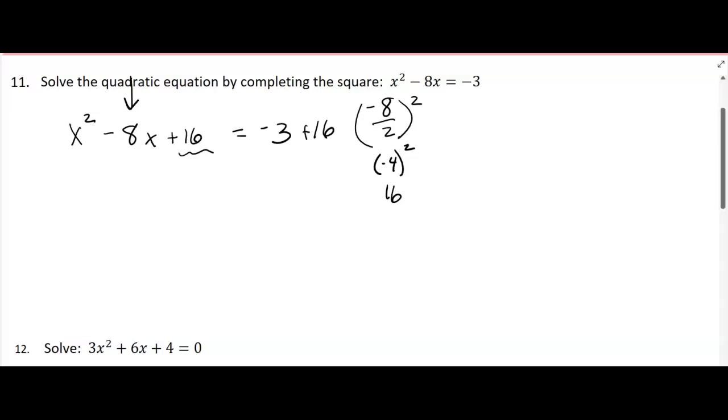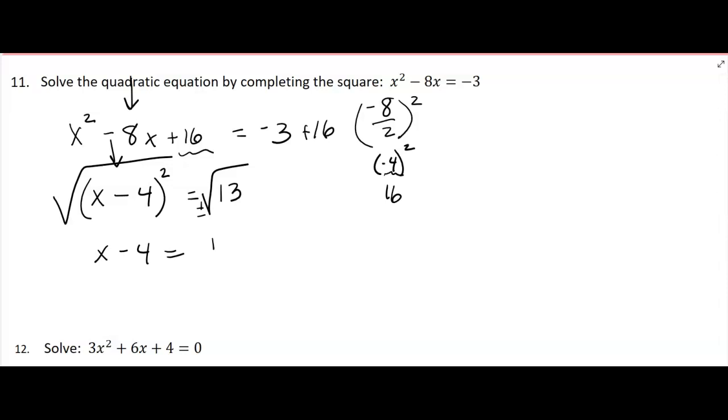Okay, this then, the left-hand side factors into x minus 4. It's minus because it's a minus there. The 4 and because there, so it's minus 4 squared. And then that -3 and 16 is going to make a 13. Now, it's just like the other problem where we use the square root principle. Take the square root of both sides. Don't forget the plus or minus. You get x minus 4 equals plus or minus the square root of 13.